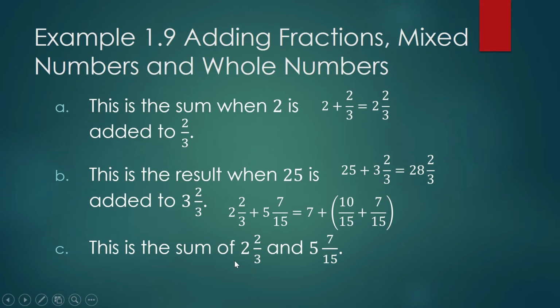So these fractions now are fractions with the same denominators, and they are easy to add. You will just copy the denominator and add the numerators. It's equal to 7 plus 17 over 15. But 17 over 15 is 1 and 2 over 15. And so you can add 1 to 7. So that's 8. So our sum is 8 and 2 over 15.